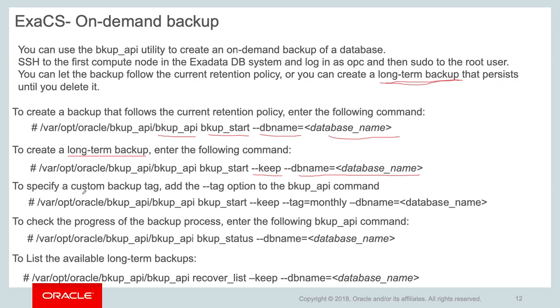Another situation could be that you want to specify a custom backup tag. You have the ability to add a tag in your backup script. So here, same API backup start, and I wanted a long-term backup, meaning not based on just the current retention policies. That's why I've used the keep clause here. And then I also want to specify a tag which is monthly in my case. So this backup will be created and it will have a monthly tag which will help you differentiate that this is not a normal backup, but a long-term backup.